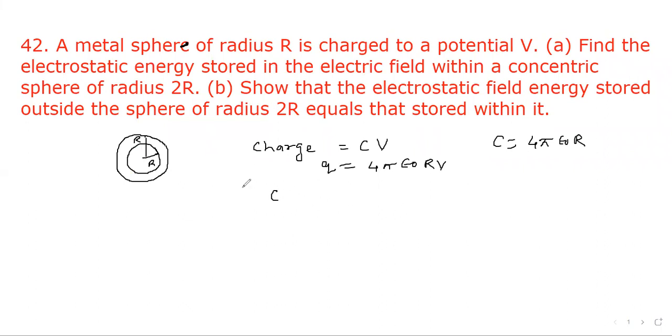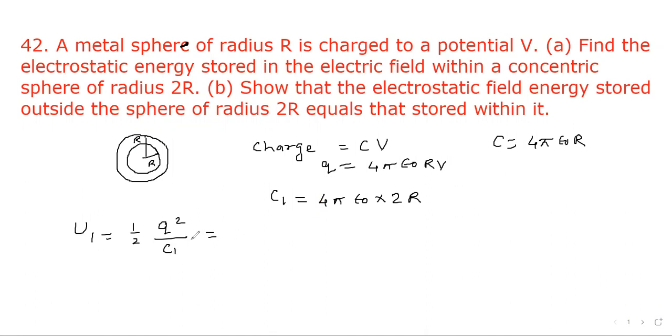let's find out the capacitance of the bigger sphere, suppose C1. So it will be 4 pi epsilon naught times 2r. Now we will find out the energy stored in it. So energy stored, suppose it is U1, will be equal to charge contained in it squared divided by its capacitance.